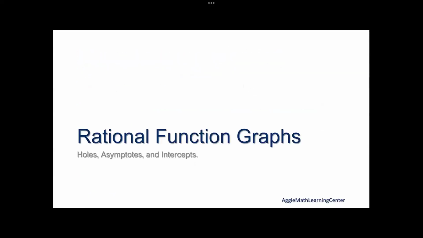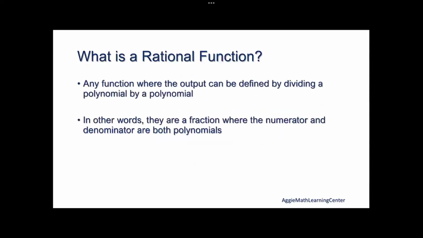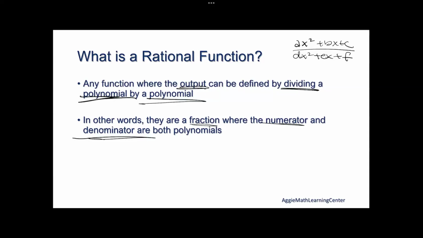Okay, moving on to rational functions, function graphs. A rational function is any function where the output can be defined by dividing a polynomial by a polynomial. So if we have, let's say, two quadratics, x squared plus bx plus c over dx squared plus ex plus f, that's going to be a rational function. It can be any polynomial, it doesn't have to be quadratic, but a quadratic is a polynomial. So they're a fraction where the numerator and the denominator are both polynomials.